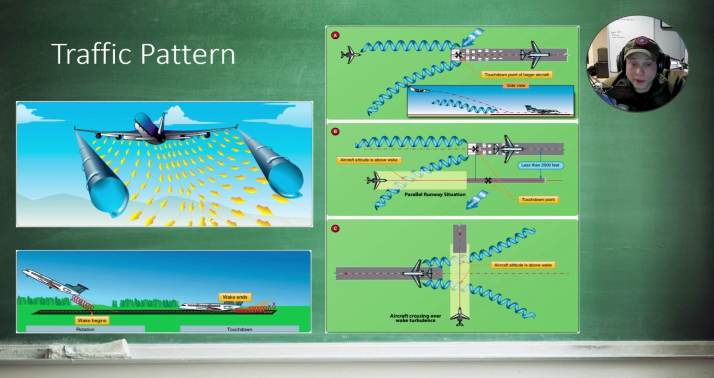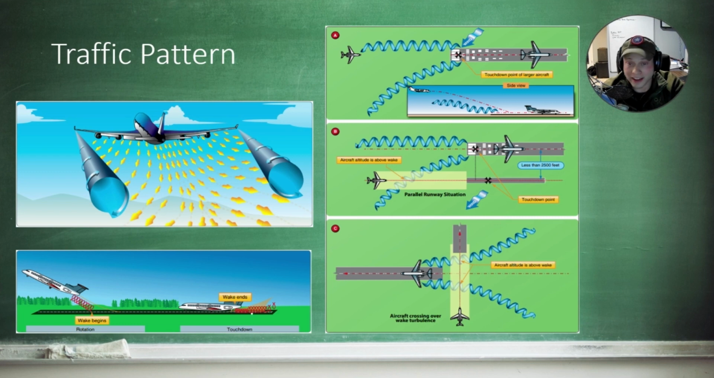Now, wake turbulence is something that you're going to have to be aware of. Wake turbulence is generated by an aircraft when it is generating lift. So when the aircraft is departing, you're going to see wake turbulence generating. And then when it lands, it should end once the aircraft has all three landing gear on the ground. We always want to avoid flying in another aircraft's wake turbulence.